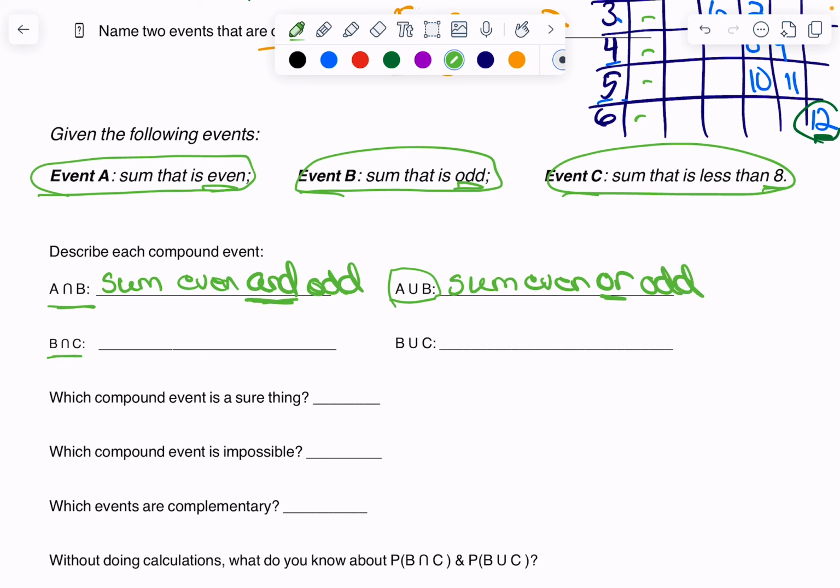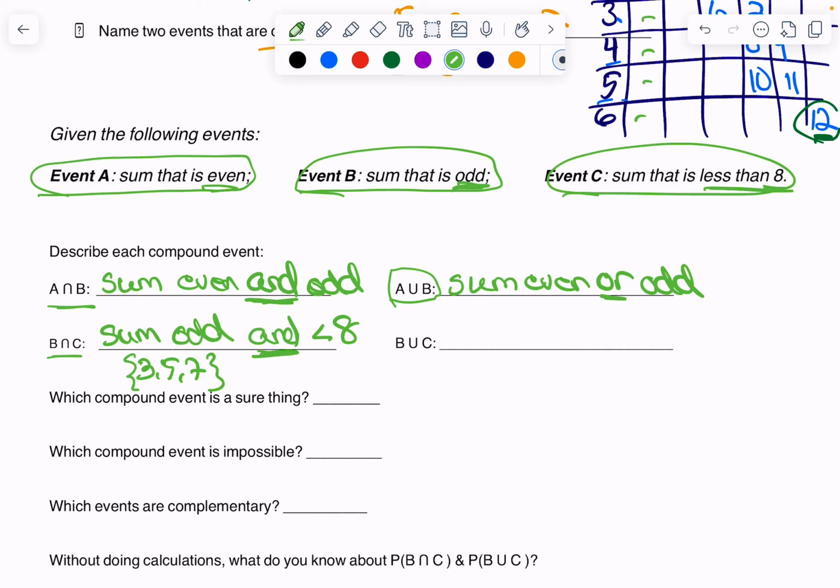Okay, B intersection C, sum is odd, of course, because it's B, and less than 8 from right here. So what does this mean? It means that we can have the odd numbers that are less than 8, so 3, 5, and 7 for this one.